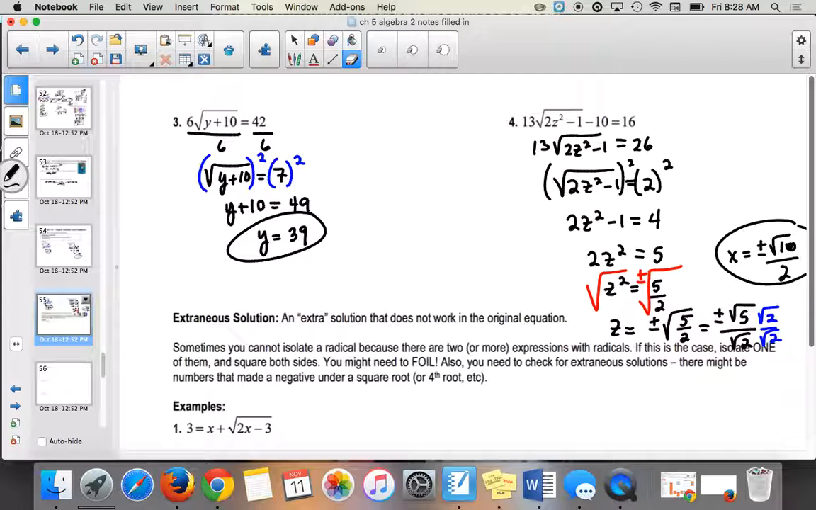All right, so an extraneous solution. So extraneous, a very weird math word. It just means an extra solution. So it's an extra solution that really doesn't work if you plug it back into the original equation.